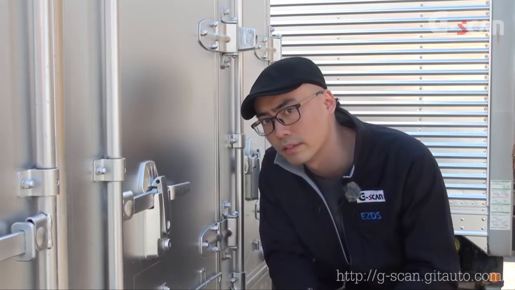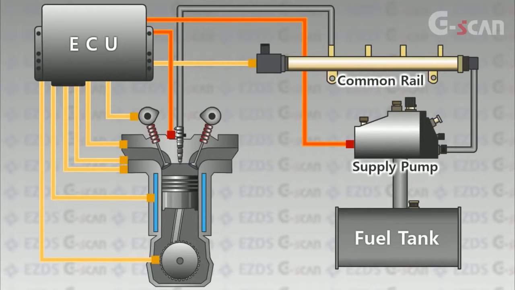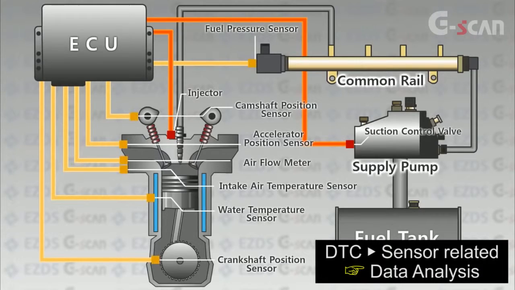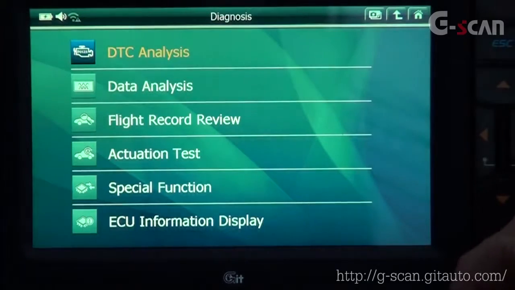First, you need to distinguish the DTCs between sensor related and actuator related. If the DTC is sensor related, go to the Data Analysis menu and search for malfunctioning parts. Without physical inspection of removing or getting into the parts, you can check the condition of the sensors or compare the value and make a judgment. Let's go to Data Analysis and check its condition.